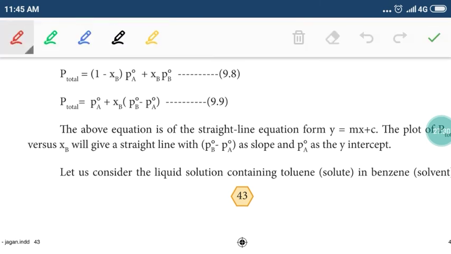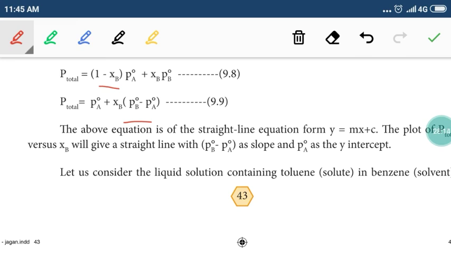So total pressure is the sum of partial pressure of component A, partial pressure of component B. We know that total pressure is equal to PA naught XA plus PB naught XB. So instead of XA, we have written 1 minus XB. We know that XA plus XB is equal to 1. So XA means 1 minus XB. And you just rearrange it. We get the equation: total pressure is equal to partial pressure of pure component A plus XB multiplied by partial pressure of pure component B minus partial pressure of pure component A.